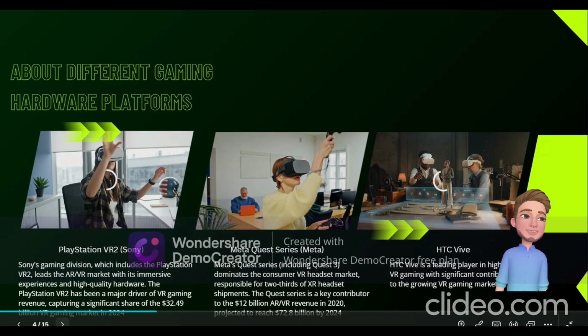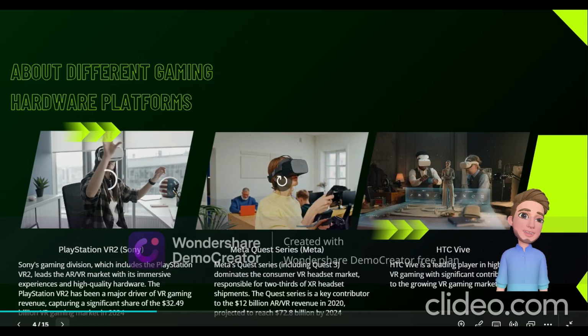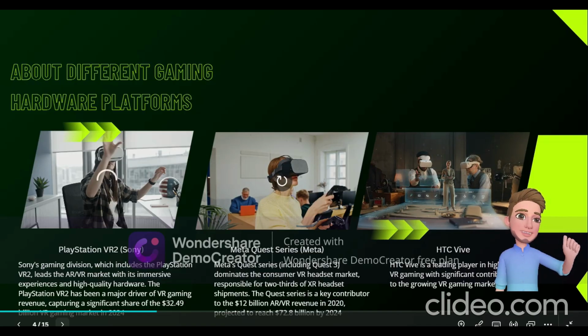Let's talk about the Meta Quest series. The Meta Quest series includes the Quest 3. It dominates the consumer VR headset market, responsible for two thirds of XR headset shipments. Let's talk about how Meta Quest uses the headset. They provide such immersive experiences so that users can be engaged with the game itself, and the retention rate of users will be higher inside the Meta Quest series. By 2024 they are also generating $72.8 billion.